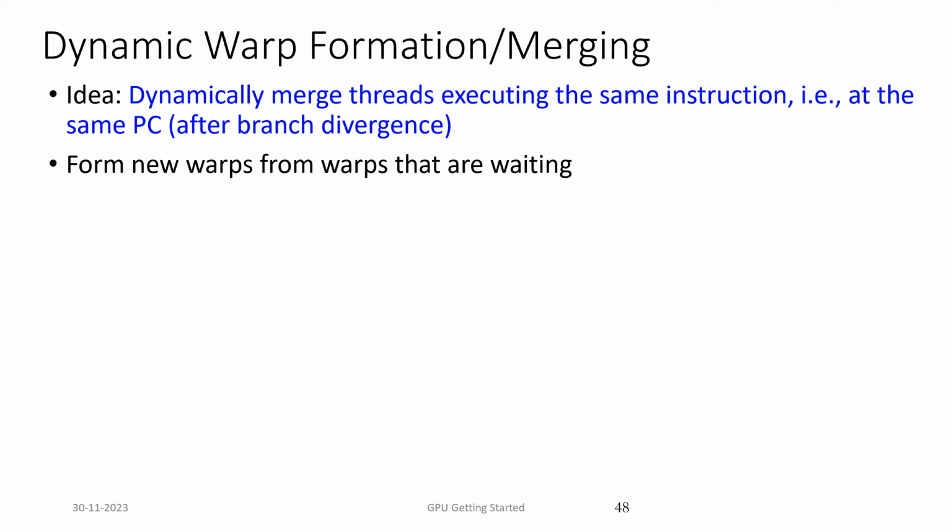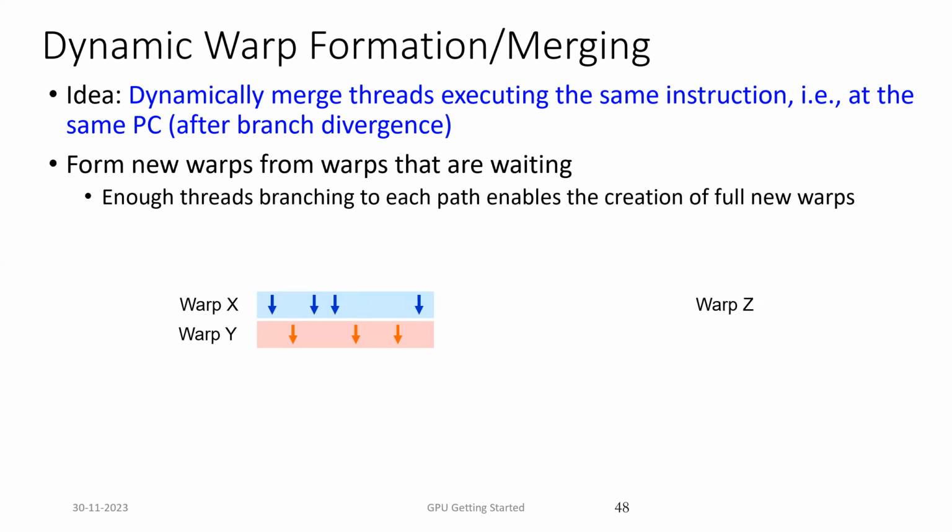It's not that whatever we started off with, let's say warp 0 is threads 0 to 31, and then warp 1 is threads 32 to 63, etc. But we notice that some of these threads might be executing different paths. So dynamically, all the threads that are taking the same path will be grouped as a new warp. Then there will not be much performance loss.